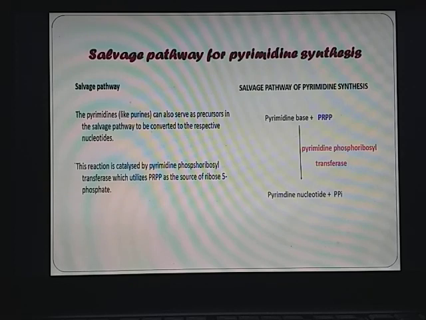Then the salvage pathway for pyrimidine synthesis. The salvage pathway for synthesizing pyrimidine nucleotides occurs from already pre-existing pyrimidine bases, where the pyrimidine bases take ribose 5-phosphate from phosphoribosyl pyrophosphate in the presence of the enzyme pyrimidine phosphoribosyl transferase to form a pyrimidine nucleotide plus pyrophosphate. So this is how the pyrimidine nucleotides are synthesized by the salvage pathway, by utilizing pre-existing pyrimidine bases or pyrimidine nucleotides.